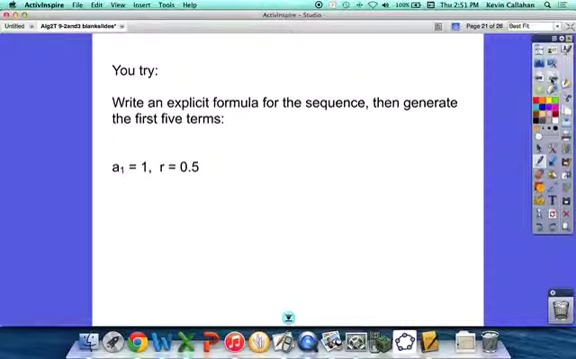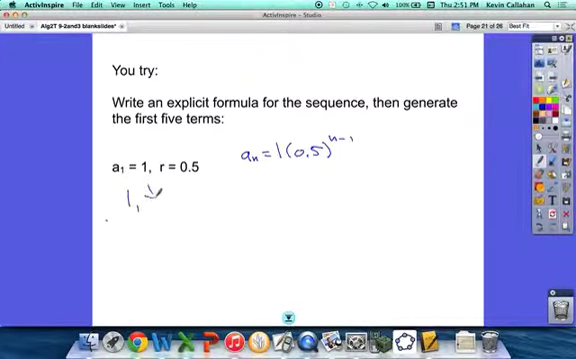What was the formula? a_n equals 1 times 0.5 to the n minus 1. That's the formula. Okay, if the first term is 1, what's the second term? 0.5. In fact, you could leave it as a decimal. What if you left it as a fraction? I think it would actually go easier, right?